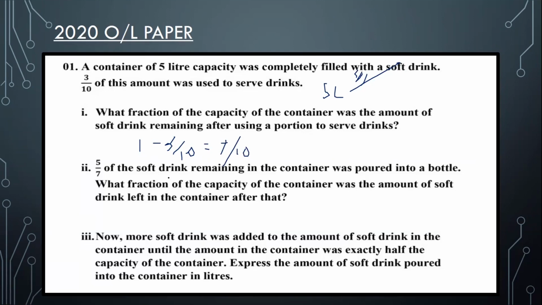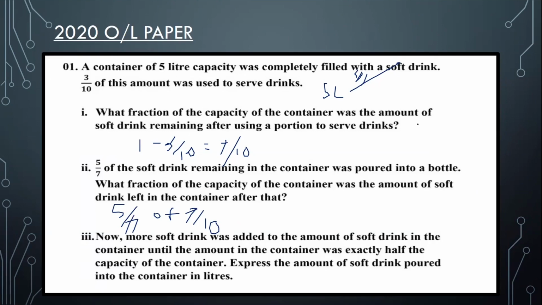Right? 5 over 7 of the soft drink remaining in the container was poured into a bottle. What fraction of the capacity of the container was the amount of soft drink left in the container after that? So, how much portion is given? Now, 5 over 7 of the remainder. 5 over 7 of 7 over 10 is poured into a bottle, right? So that is going to be equal to 5 over 10. So 5 over 10 is poured into a bottle.